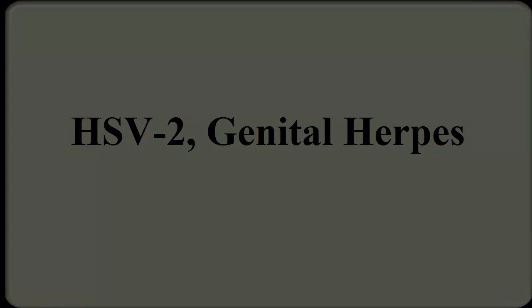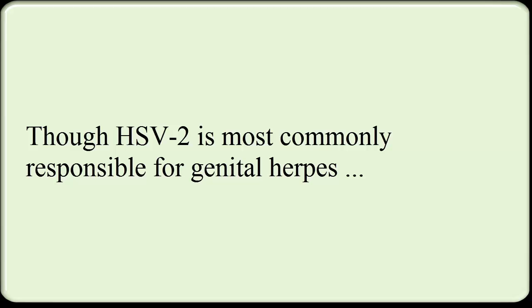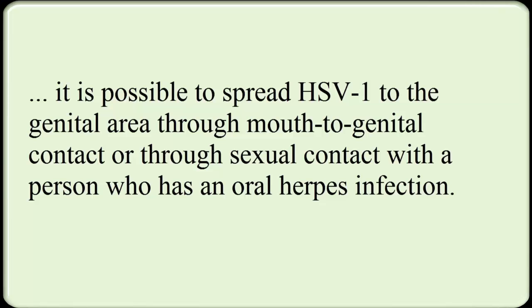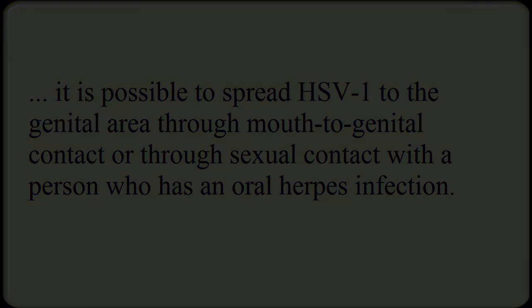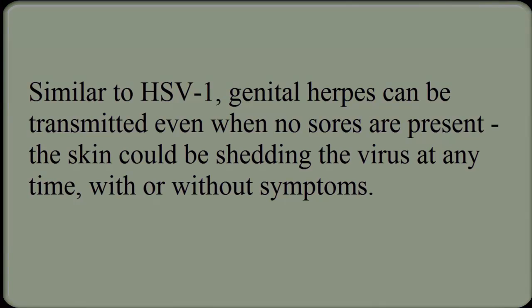HSV2, genital herpes. Herpes simplex 2, or HSV2, is most commonly called genital herpes because it can cause sores to form on the genitals and it is primarily spread through sexual contact. Though HSV2 is most commonly responsible for genital herpes, it is possible to spread HSV1 to the genital area through mouth-to-genital contact or through sexual contact with a person who has an oral herpes infection. Similar to HSV1, genital herpes can be transmitted even when no sores are present. The skin could be shedding the virus at any time, with or without symptoms.